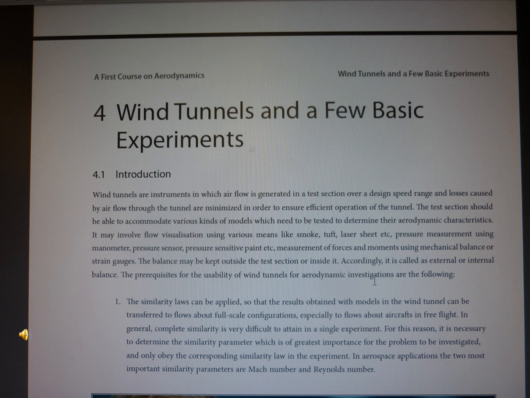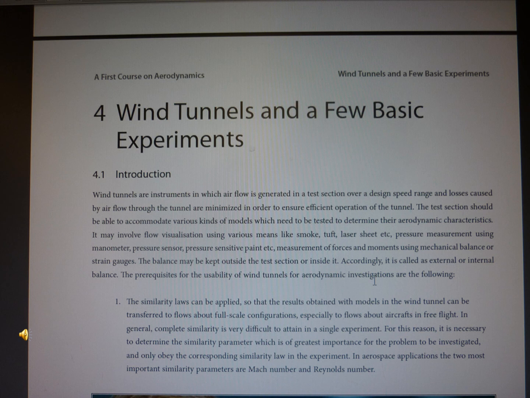It may involve flow visualization using various means like smoke, dust, and laser sheet, etc. Pressure measurement using a manometer, pressure sensor, pressure sensitive paint, and measurement of the force and the moments using a mechanical balance or strain gauge. The balance may be kept outside the test section or inside it, and is called the external or the internal balance.